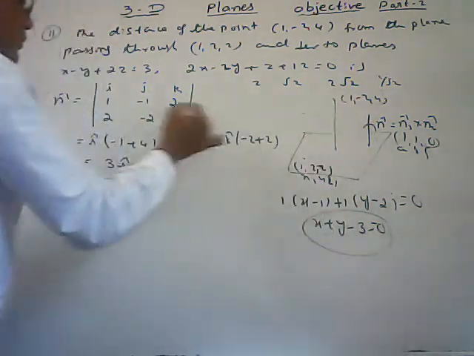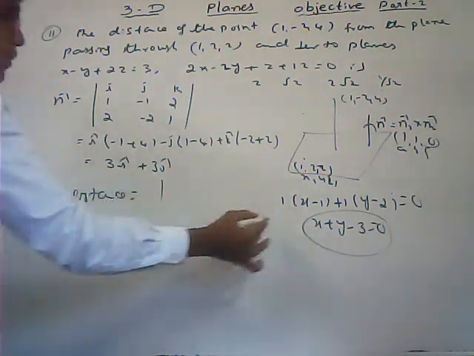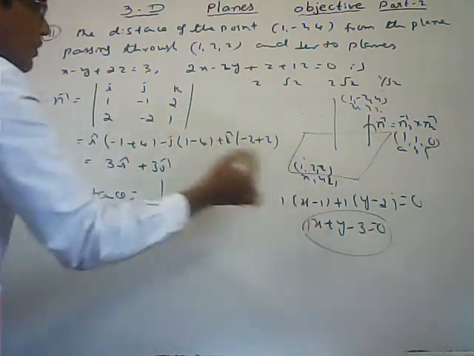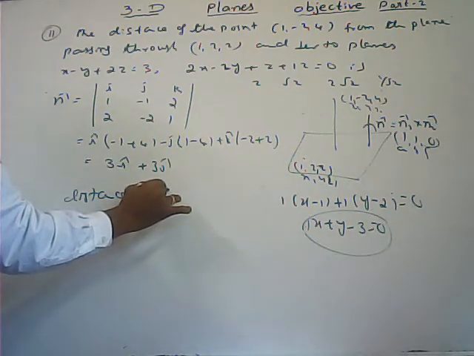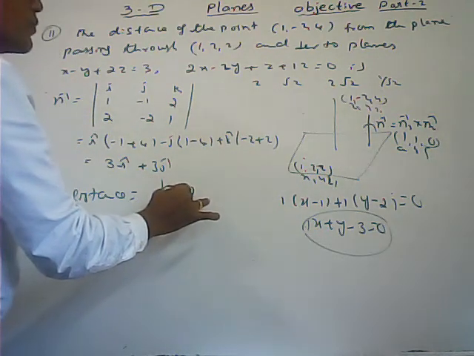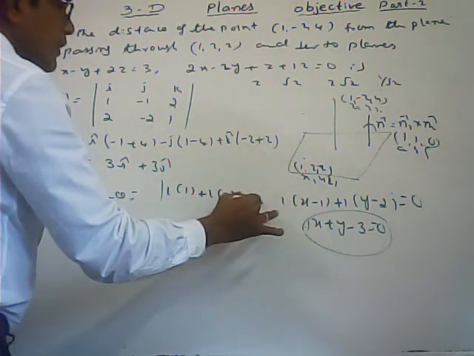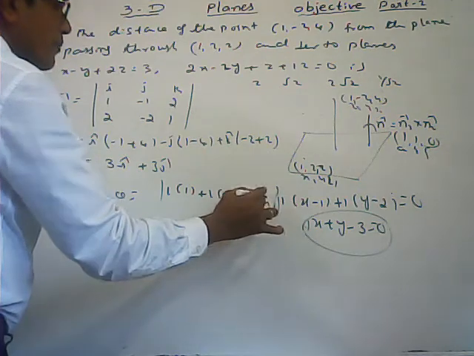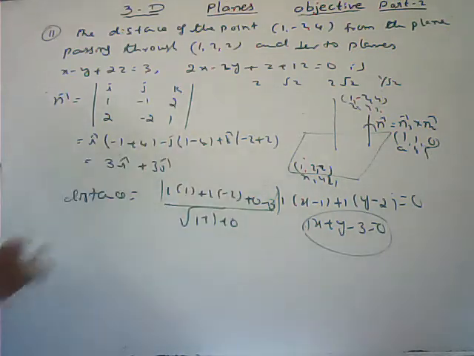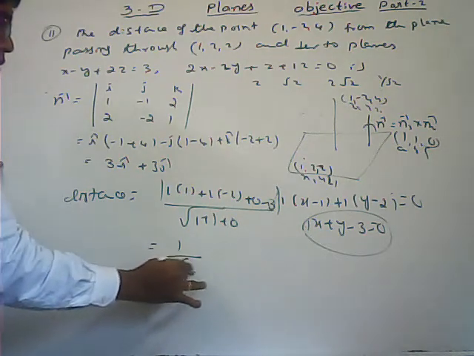Now the distance from that point to this plane. Distance from point to plane is equal to modulus of a x1 plus b y1 plus c z1 plus d, divided by root of a square plus b square plus c square. Here the point is x1, y1, z1 and the normal is A, B, C. C is 0, and d is minus 3. So 1 minus 2 minus 3, over root 2.